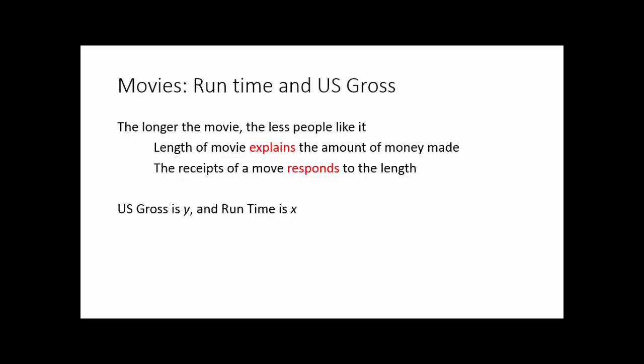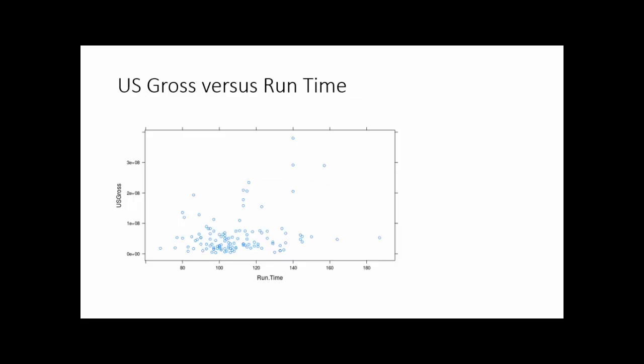And of course, what that means is that runtime goes on the x-axis, and U.S. gross goes on the y. So take a look at this plot. Here's the plot. I hope you're getting used to this. Every time you see a scatter plot, think direction, form, and strength. So what do we see here? Direction.